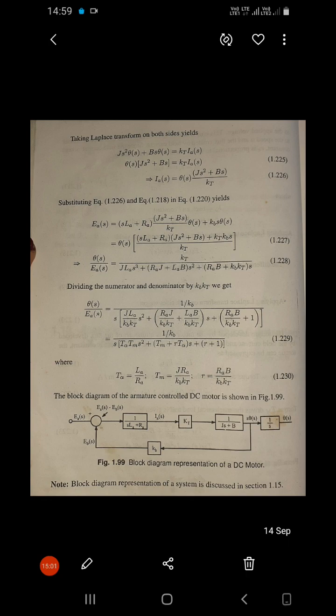Today I will stop here. You try to develop a mathematical model of the field control DC motor. Remember, in the field control DC motor the armature part is constant, meaning armature current is maintained at a constant value, and the motor is controlled by varying the field current. So you try to develop a mathematical model of the field control DC motor. Thank you, student.